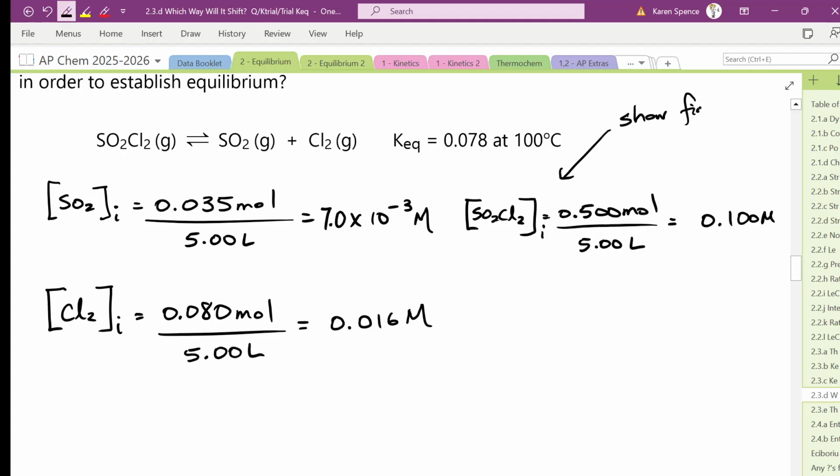Show finding concentrations. If you're dividing by like 1 liter, probably don't have to show it. If you're dividing by 2 liters, you might need to show it. I feel like these are weird enough numbers that you should probably show your calculations for this one.